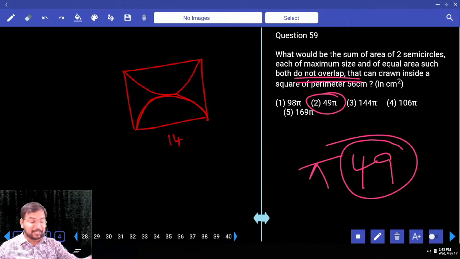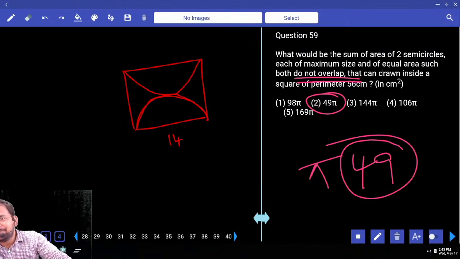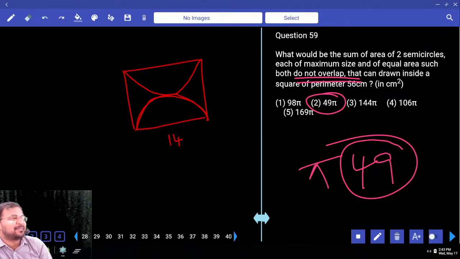Semicircle formula, write two semicircles, it is semicircle only, na. One circle radius is 7. Diameter is 14, but circle radius is 7. Are you clear, Nana?